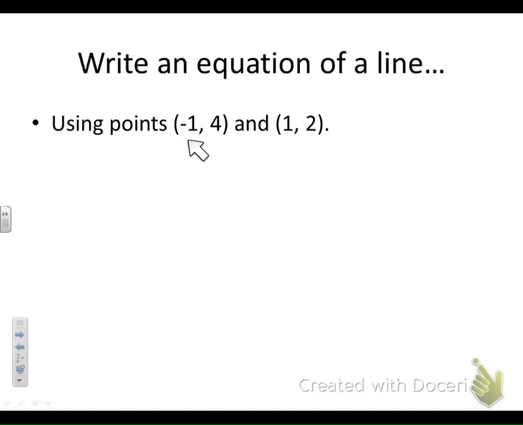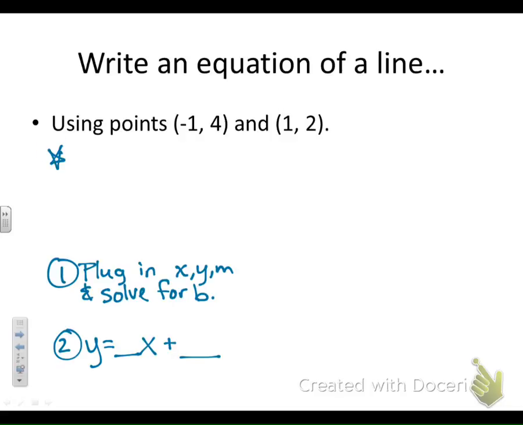Like Friday, what if we have 2 points? We're going to write an equation of a line using 2 points in our graph. Let's use the points -1, 4 and 1, 2. We have a kind of previous thing we've got to do. I already have an x and y up here, but I don't have an m, so I have to find slope.